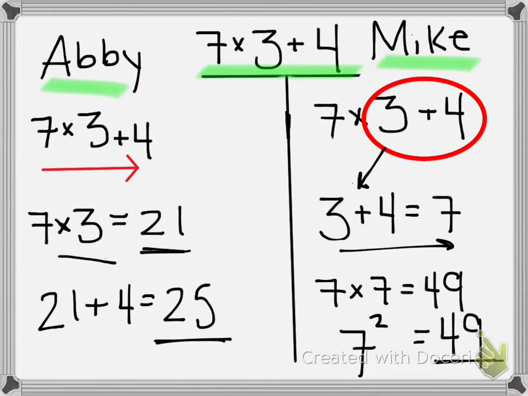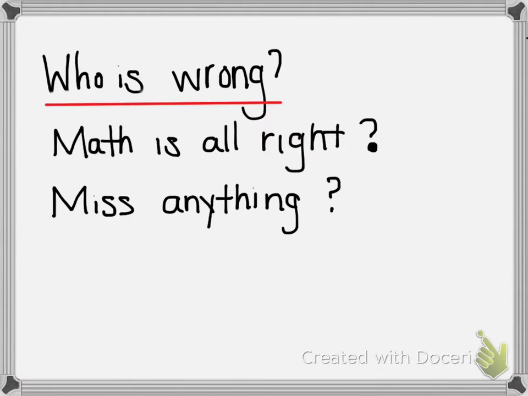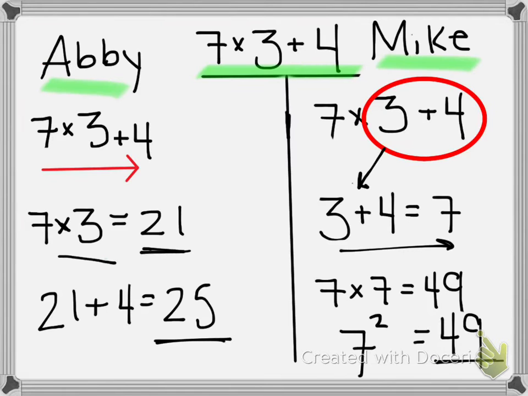Now hold on, that can't be right. They did the exact same problem and they got two different answers. Our rules of math tell us that one problem only has one answer. So, who is wrong? Is everyone's math all right? We can go back and check their work because they showed their work.